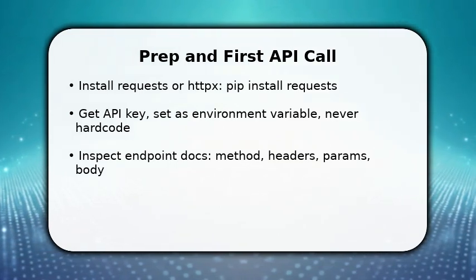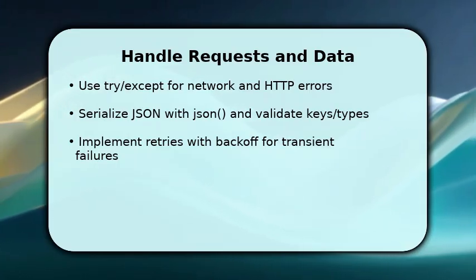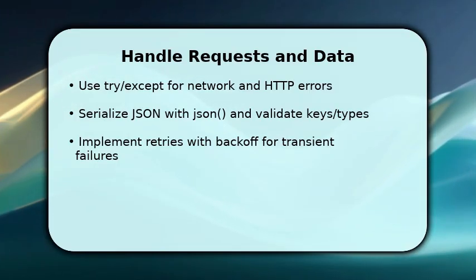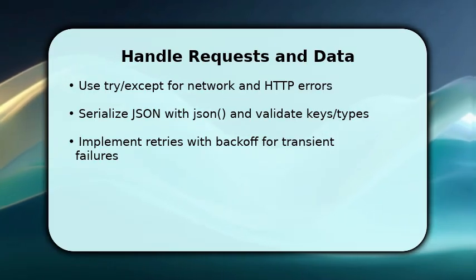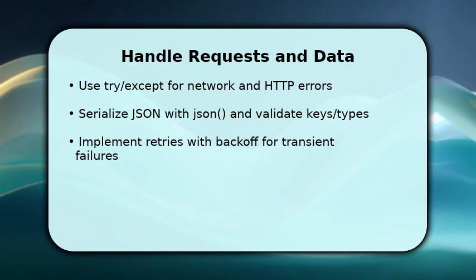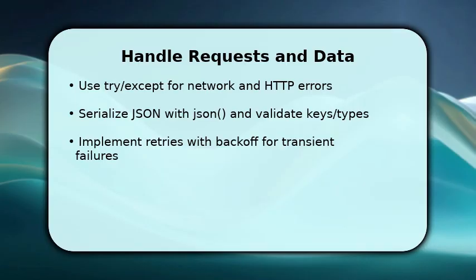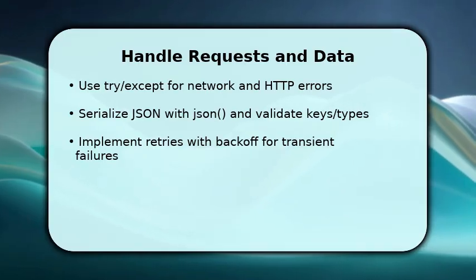Now you handle the middle work, parse and validate responses. Use try/except to catch connection errors and check status codes to handle 4xx versus 5xx cases differently. Once you get JSON, use response.json, and validate required keys and types so downstream code is stable.